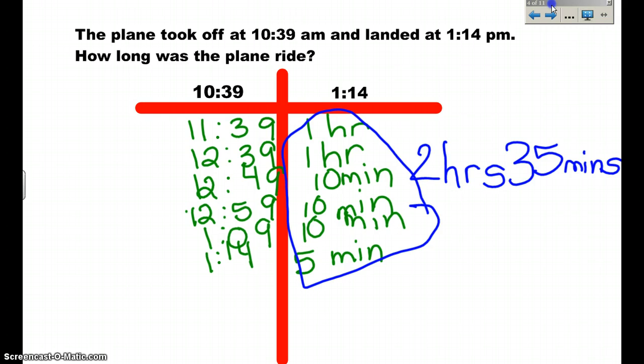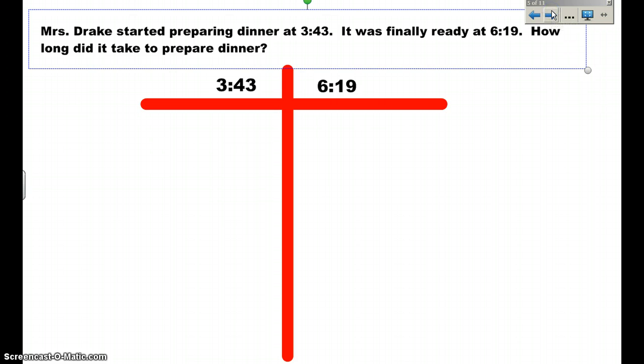Okay, so let's try another problem. Now, this is a problem that you have on your homework, so I want you to push pause and try it. Go ahead and draw that T-chart, put your beginning time and your ending time, and I want to see you work this problem, and then I'll work it and you can check your answers. So go ahead and press pause and start working this problem.